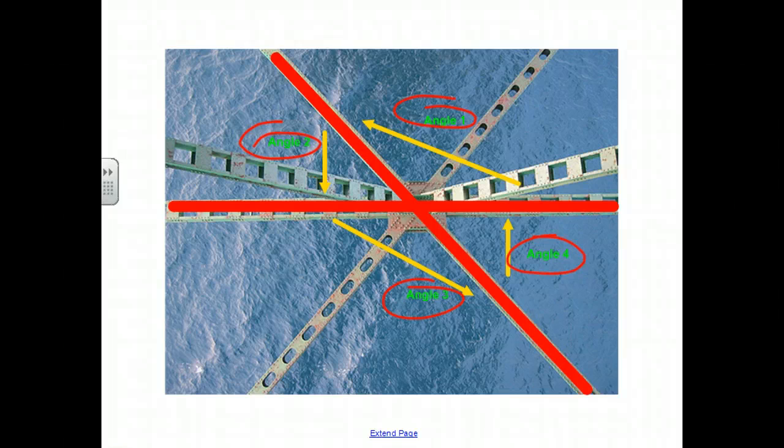Now, some of these angles share a line segment, like angle 1 and angle 4 share the one I'm shading in green. Angle 2 and angle 3 share the one I'm shading in blue, but angles like angle 1 and angle 3 don't share any. There is nothing in common between them.